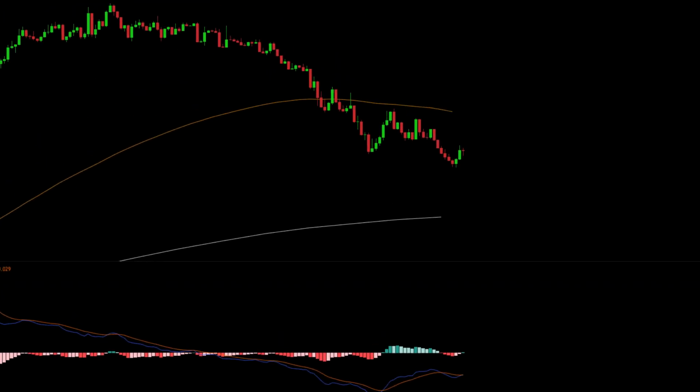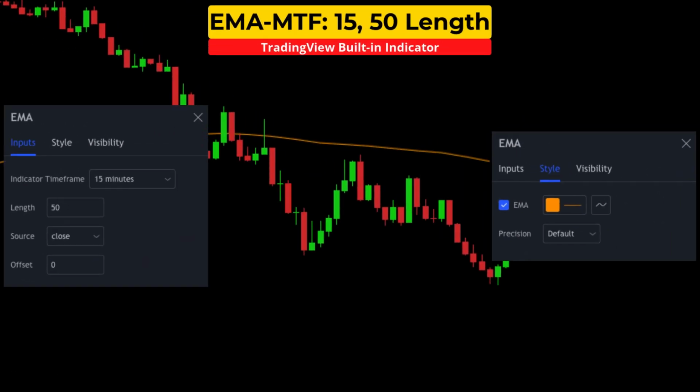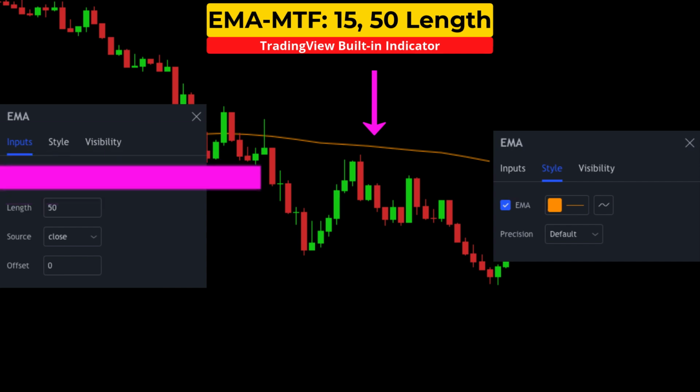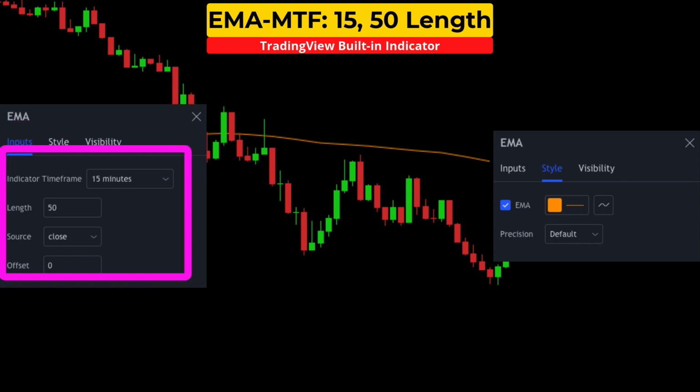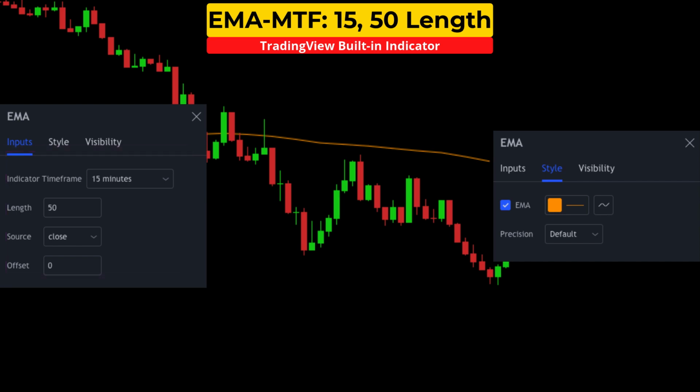The second indicator is the Multi-Timeframe Exponential Moving Average. TradingView recently added the ability to change the time frame of their built-in EMA study. The indicator's time frame should be set to 15 minutes and the length to 50. I'm going to color this in orange. This study will provide us with higher time frame trend confirmation.